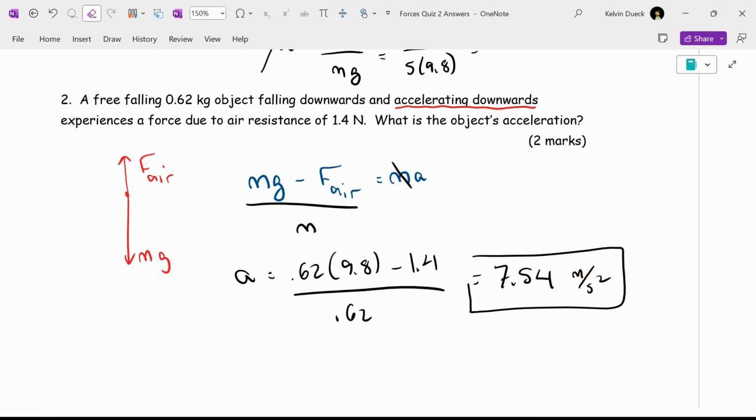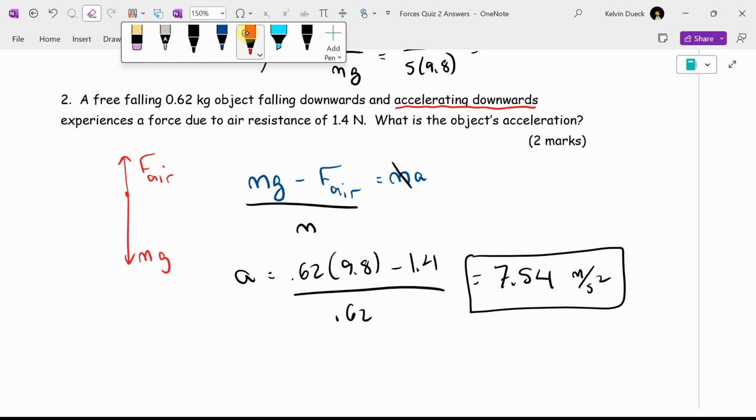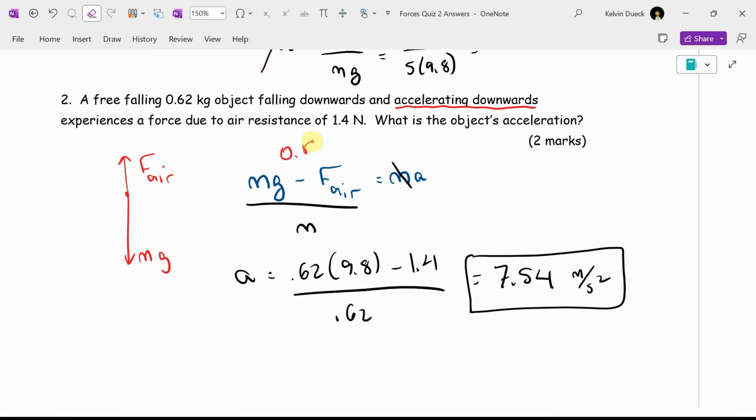If you got that, I would give you 2 out of 2. Otherwise, I would give you a half mark if I saw this equation. I would give you a half mark for dividing by the mass. I would give you a half mark for the numbers and a half mark for the answer.